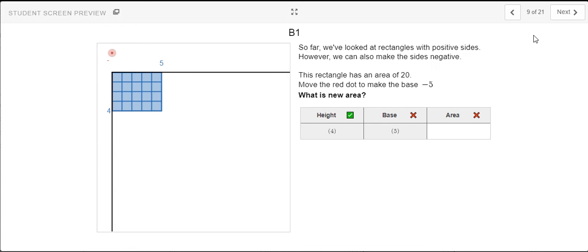Okay, moving to the next slide. So far, we only looked at rectangles with positive sides. However, we can make rectangles with negative sides as well. Right now, this rectangle has an area of 20. I'm going to make this side negative. I'm going to take this red dot and flip this to become negative 5. One more time: right now it's side positive 5, and now it's going to be side negative 5. So what happened to the area? It's no longer blue. After I made one side negative, notice that the area is now red. So the area of this one, 4 times negative 5, is now negative 20. All the tiles flipped over to red.